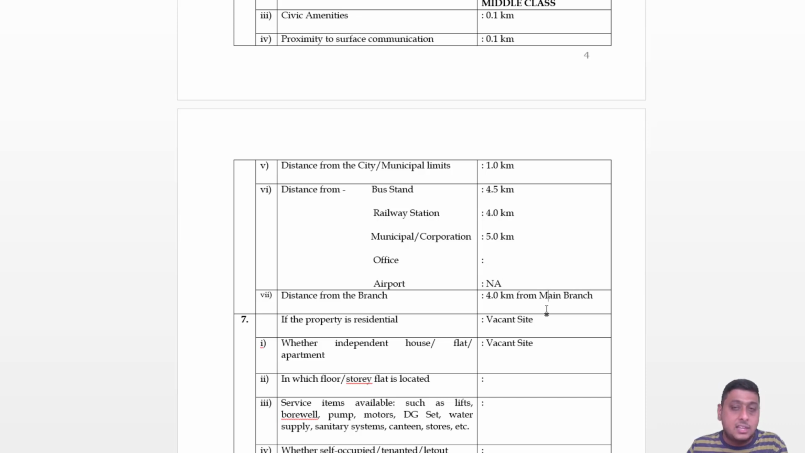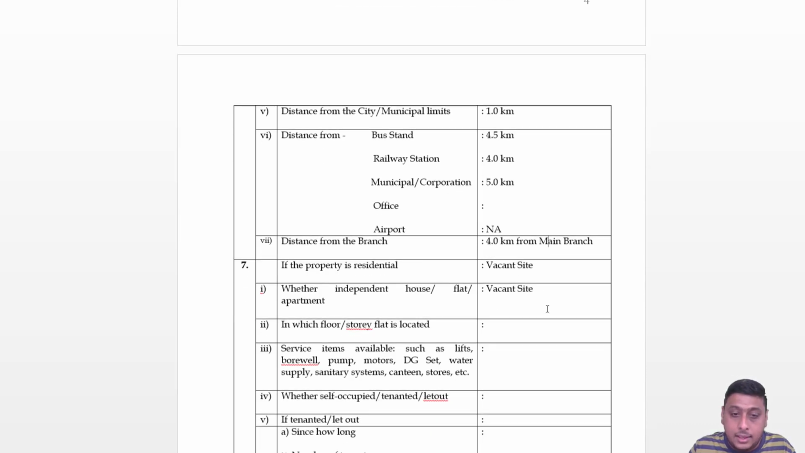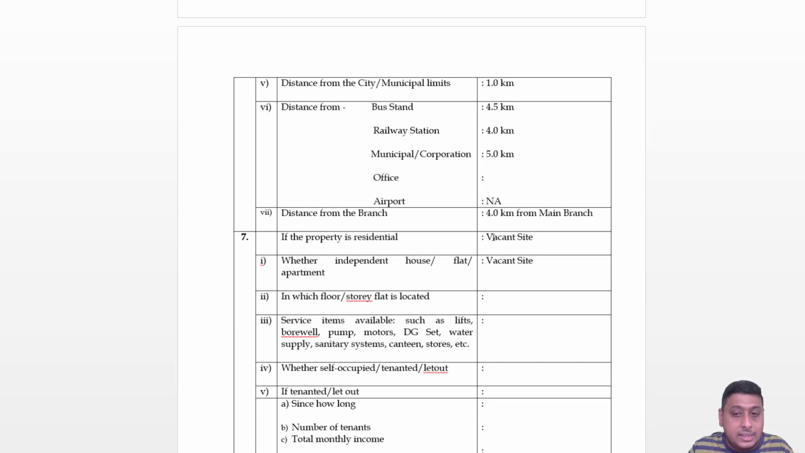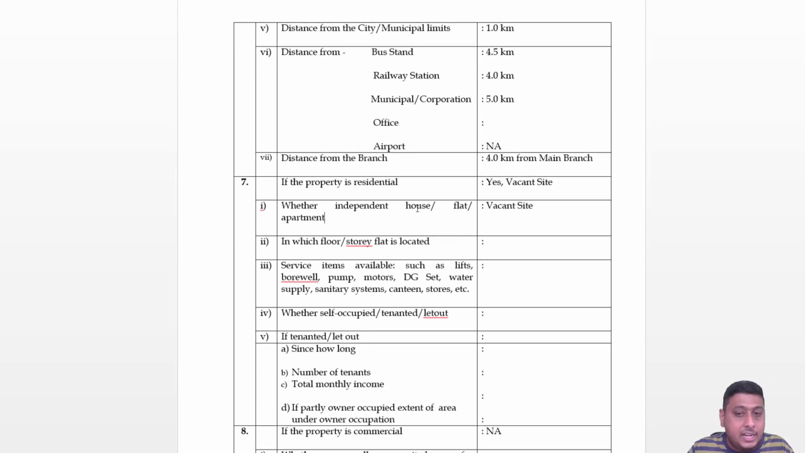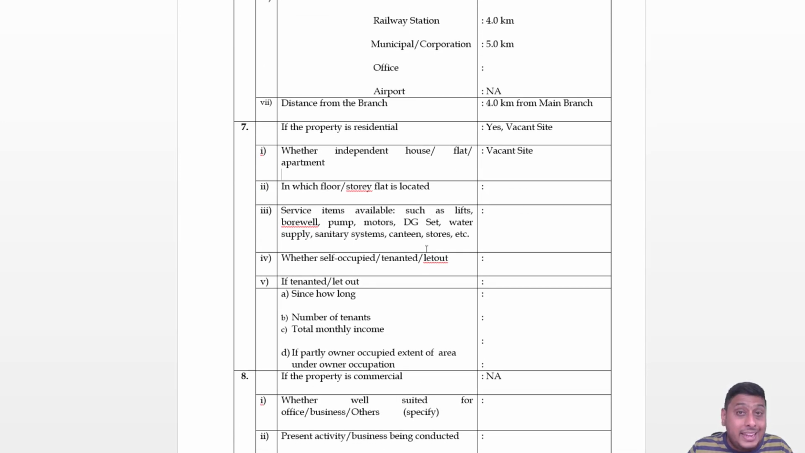With respect to that branch, what is the distance of this particular land? All these things will give you the information depending upon the latitude and longitude, whatever we have already taken in the beginning. If the property is residential, yes, it is a residential vacant site. Whether independent house, flat, apartment, no, it is a vacant site. These things we will discuss in detail when I come to the next report.